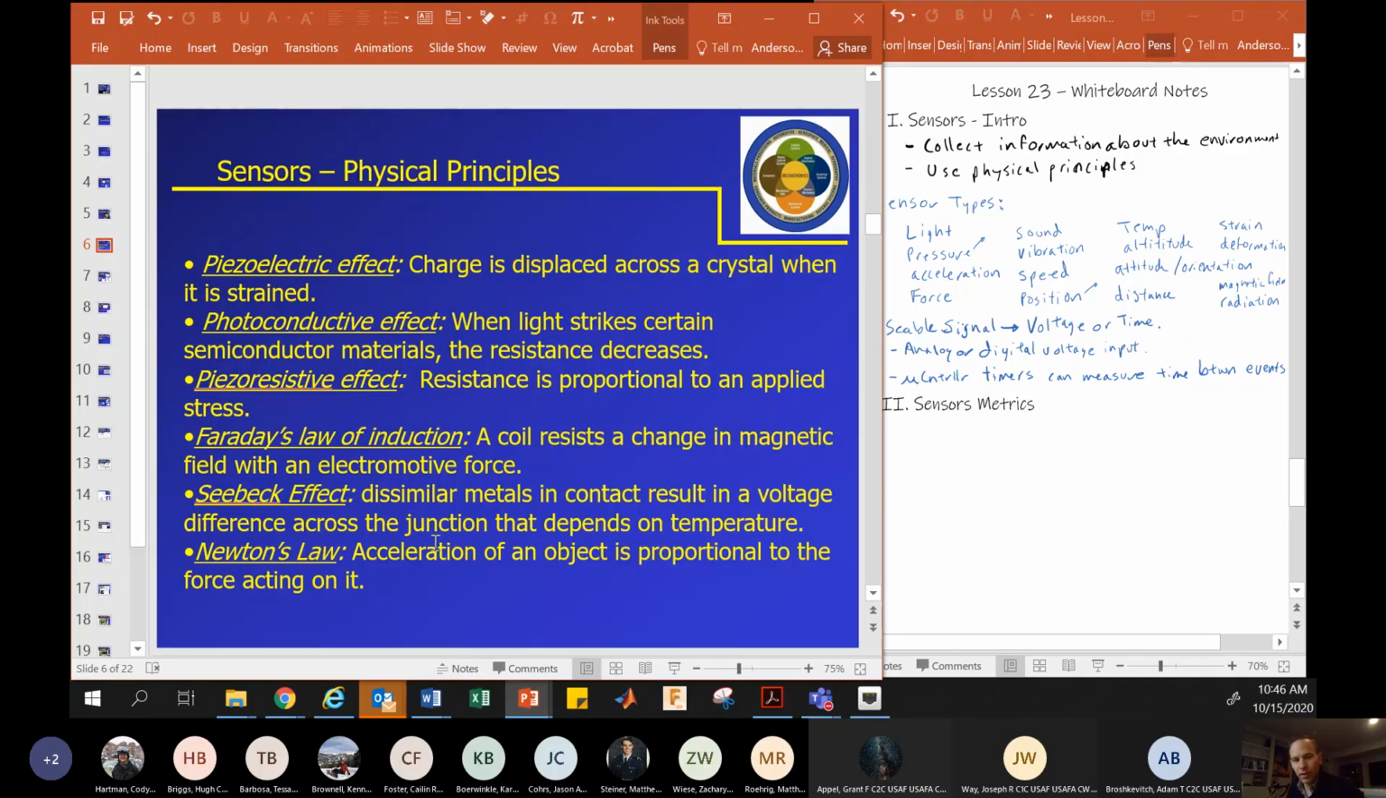Do you guys use those in any of your thermal fluids courses? Thermistors, measure temperature? I don't think we've ever used a thermocouple in a class so far that I've seen, but okay. And then we all know and love Newton's law, right? So that is used to help us measure acceleration.